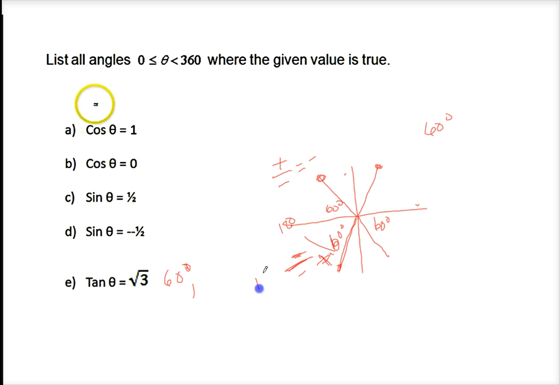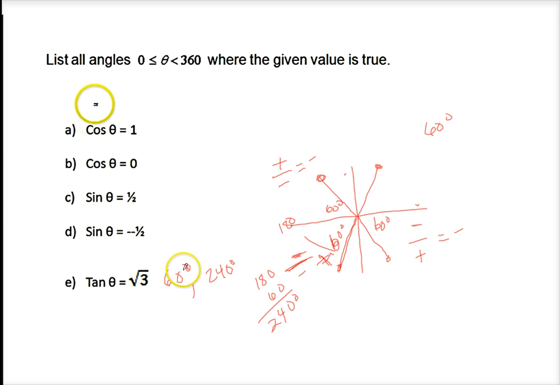To find that, it's 60 degrees past 180, or 240. Okay, what about quadrant 4? Would that work? Well, no, it wouldn't, because in quadrant 4 the y values are negative and the x values are positive, so when we find our tangent by doing y divided by x, we get a negative value.